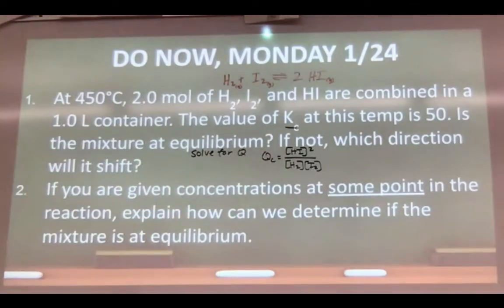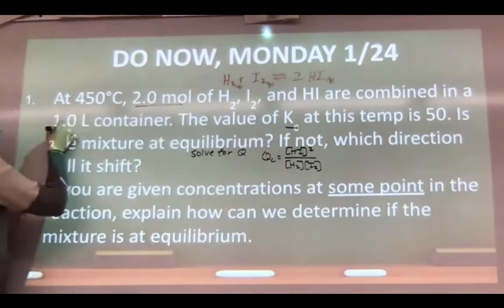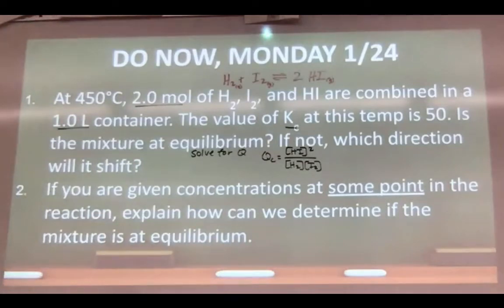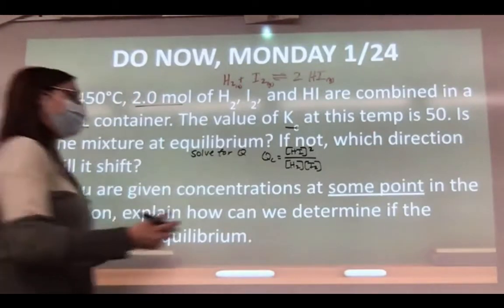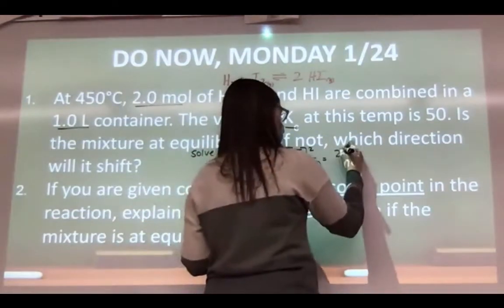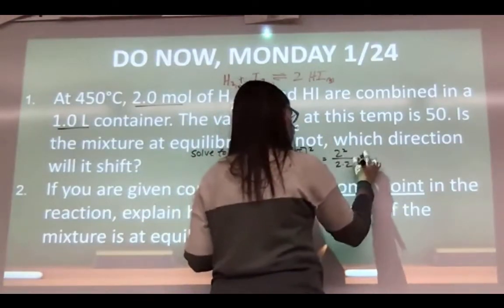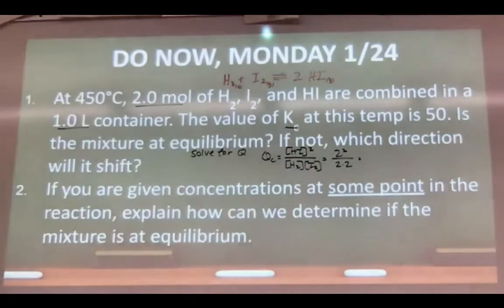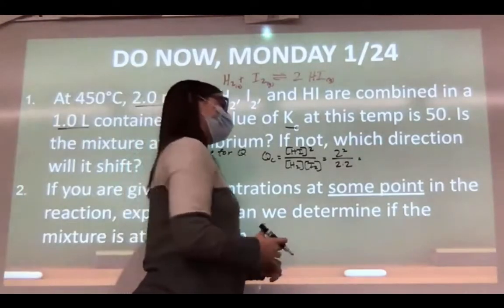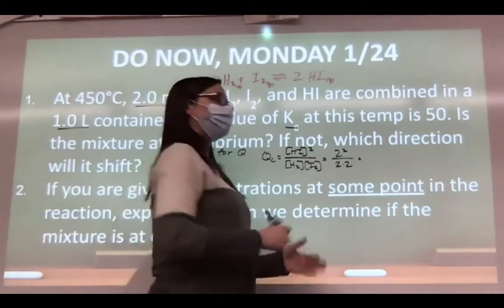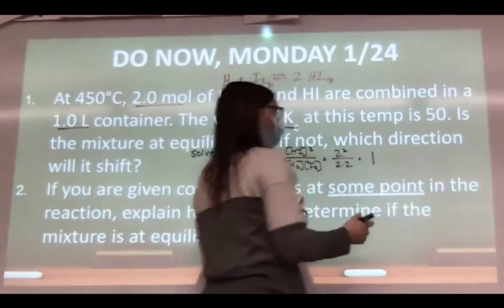Now, brackets means concentration. It means molarity. Remember that molarity is moles over liters. So if we're solving for Q, 2 moles over 1 liter, that's 2 molar for everything. So let's plug in 2 molar for everything. So HI, 2 molar, that's squared. H2 and I2 are both 2 molar. 2 squared divided by 2 times 2. Well, that's 4 divided by 4. Q is 1.